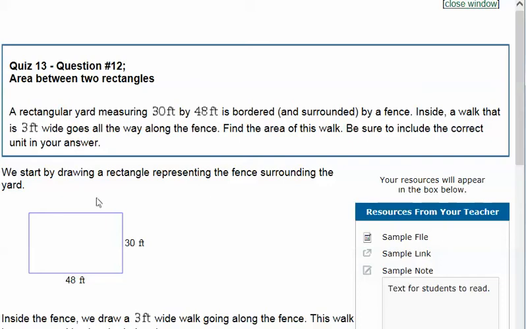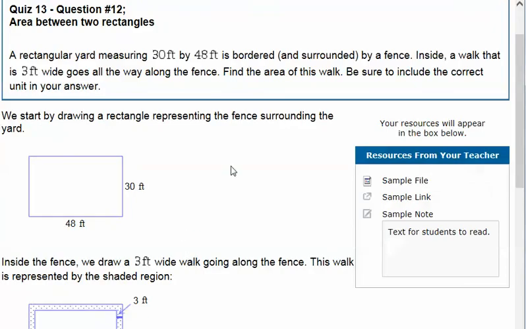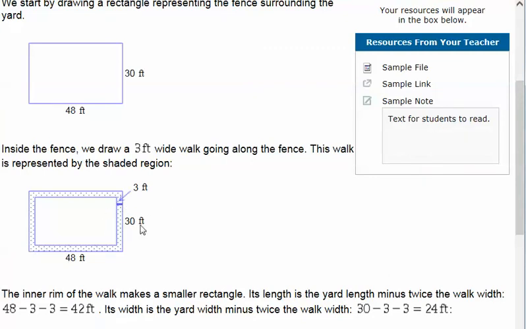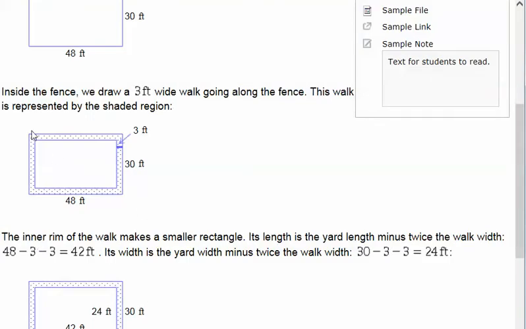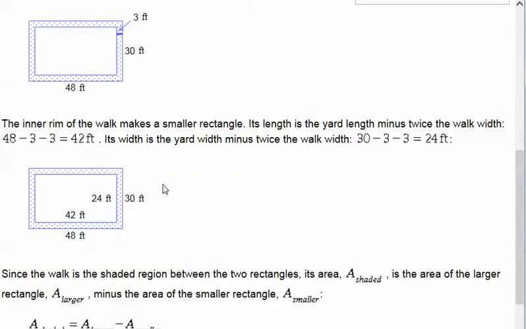So here's what we know. The yard is 30 by 48 and it's a rectangle. This time, the fence is inside. The walk is inside. So when we draw this picture, we're going to draw a rectangle inside the other rectangle that's 3 feet wide. So if we do the area of the outside minus the area of the inside, just like we did on the last problem, what we're left with will be the area of the speckled part because we're taking the whole entire area and subtracting out the middle piece. So what's left will be the speckled part.